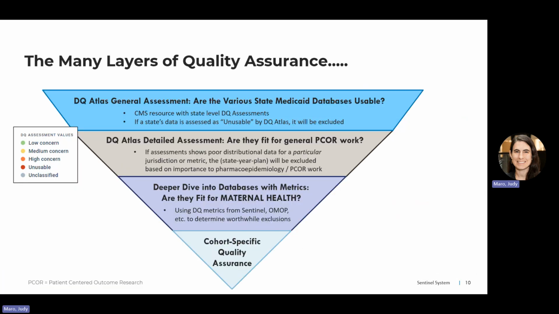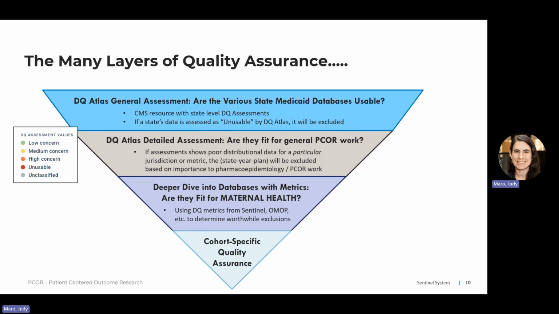So we have many ways to think about quality assurance, and we start out at this very high level where we look at all the data that are available, and we say, based on the Data Quality Atlas assessment, we want to understand if there are various state Medicaid databases that have characteristics that the Data Quality Atlas has deemed unusable. And we're going to particularly focus on characteristics that are important for P-core research. I'll talk about what those characteristics are in the next slide. That's going to be our first cut of whether we include or exclude data from our data set.